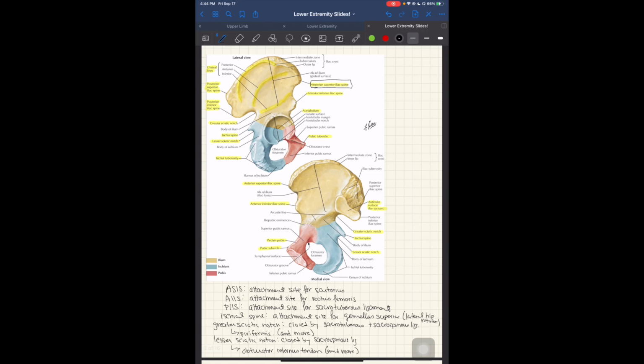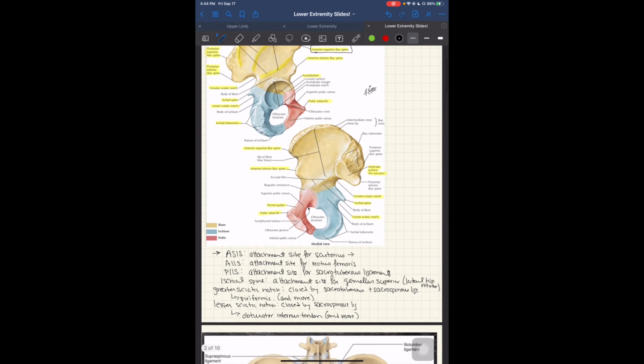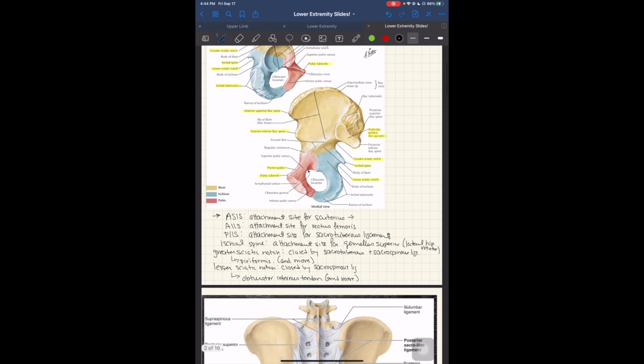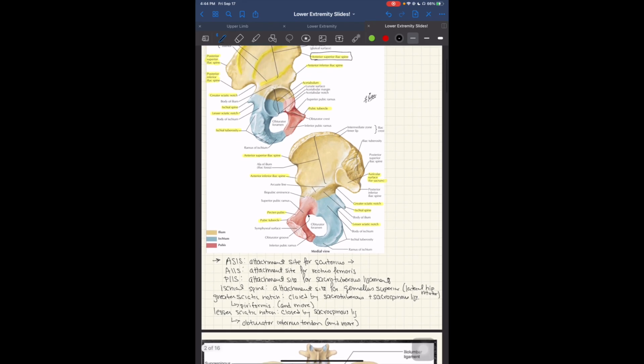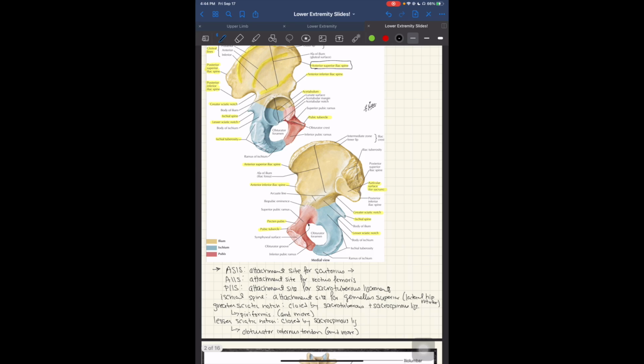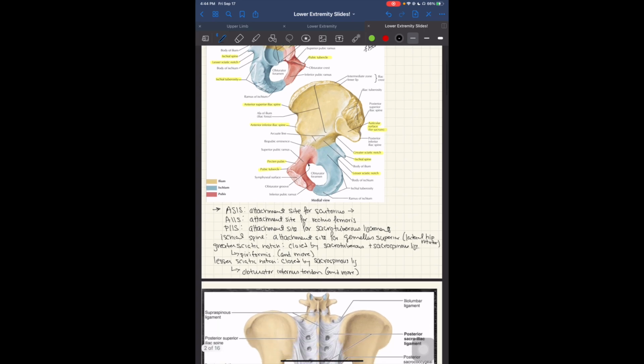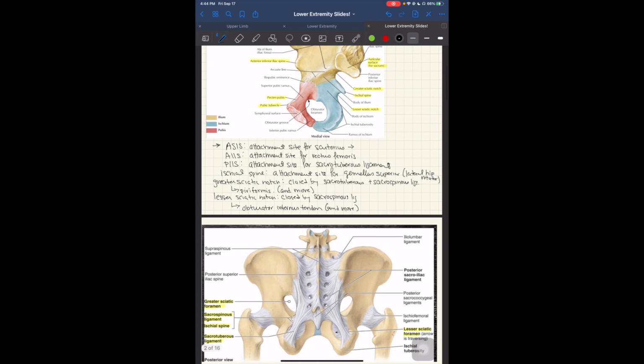Anterior superior iliac spine is going to be an attachment site for sartorius. And sartorius is going to be the longest muscle in the body, kind of like a seat belt that goes across the anterior thigh from superior lateral to inferior medial, just across the entire anterior thigh. And that's going to attach up here at anterior superior iliac spine, and then again around the medial knee.